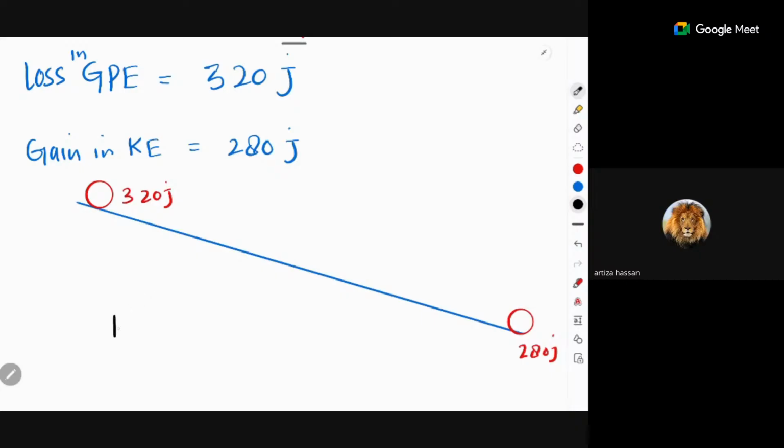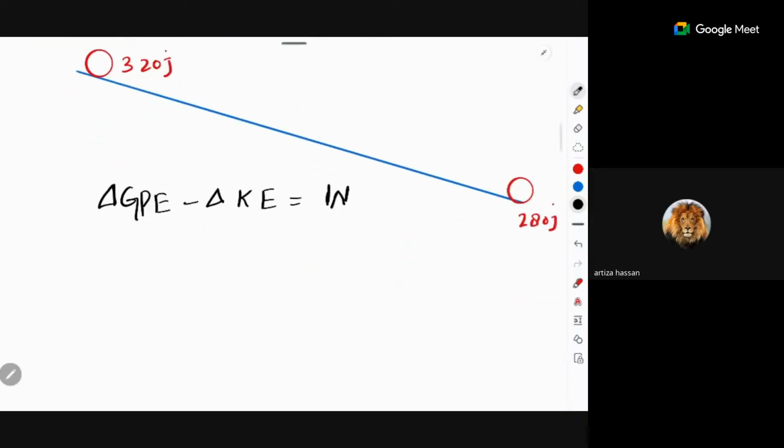40. Yes. So that difference of energy, you can simply write as delta GPE minus delta KE, that is equals to work done against friction. That is equals to work done against friction, right? So work done against friction can be calculated again here. So it is 320 joules minus 280 joules, that is equals to force into displacement.